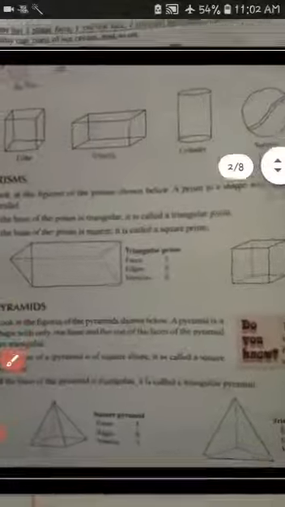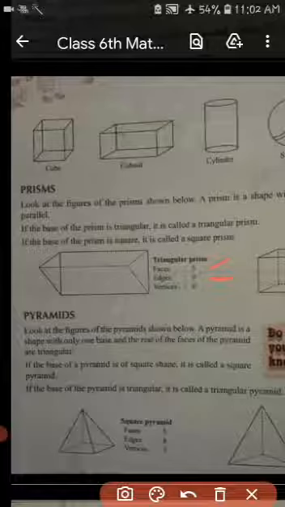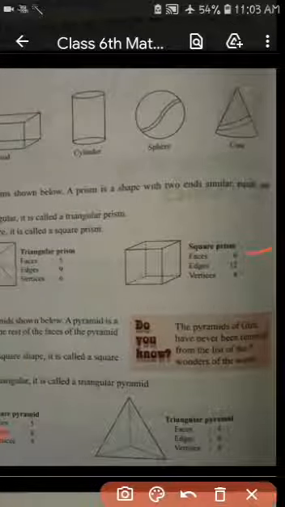Now, the triangular prism. Look here: a triangular prism has 5 faces, 9 edges, and 6 vertices. And a square prism has 6 faces, 12 edges, and 8 vertices.